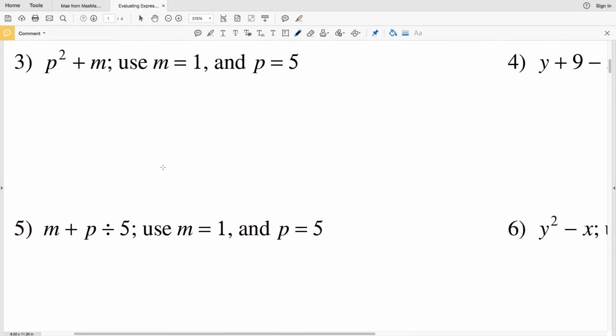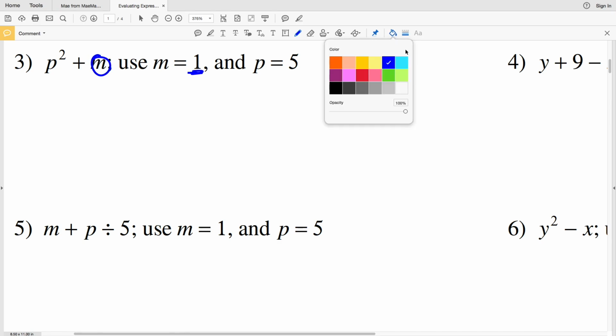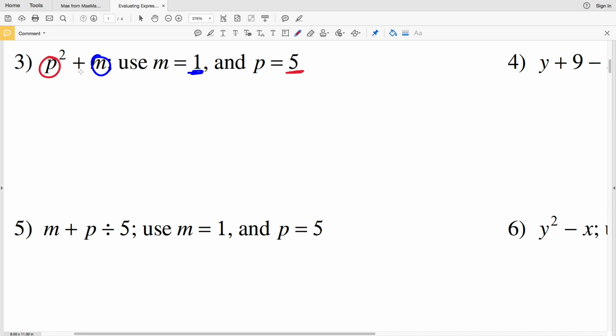Number 3 says p squared plus m. Use m equals 1 and p equals 5. So we're going to take this m value of 1 and plug it in for m. And we're going to take this p value of 5 and plug it in for p. So now instead of p squared, we're going to have 5 squared plus m, which is 1.